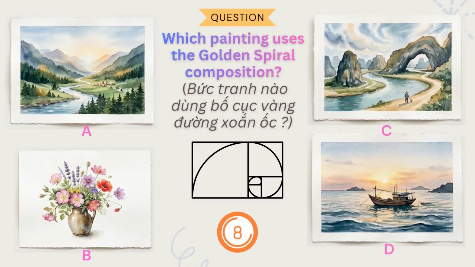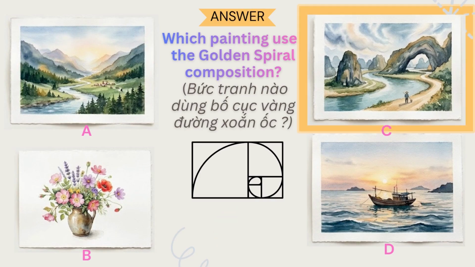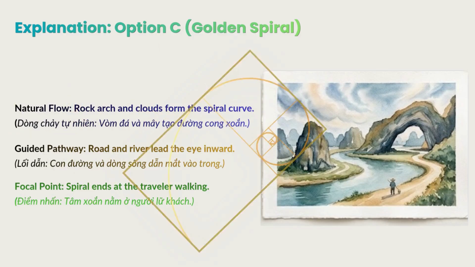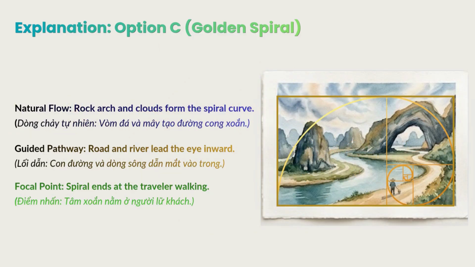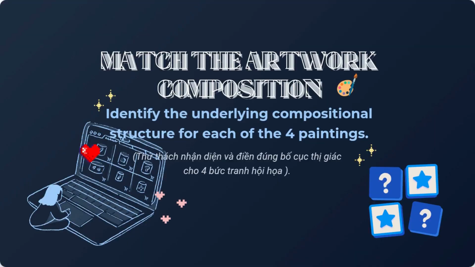Which painting uses the golden spiral composition? Natural flow: rock and clouds form the spiral curve. Guided pathway: road and river lead the eye inward. Focal point: the spiral ends at the traveler walking.